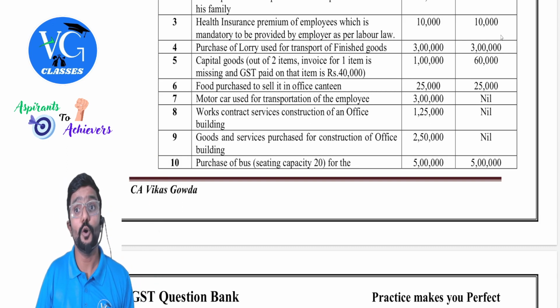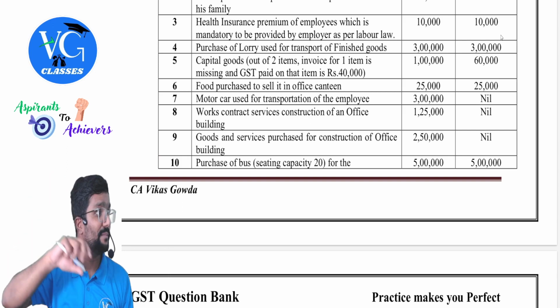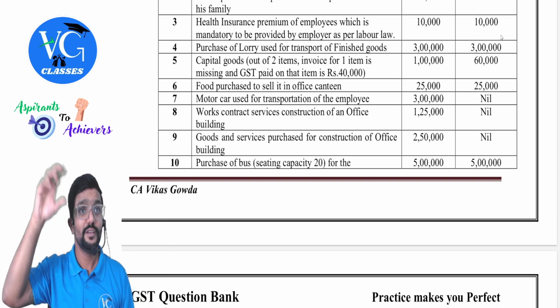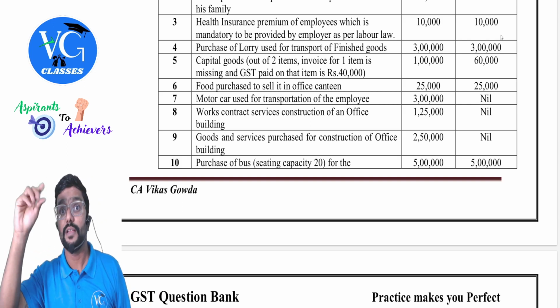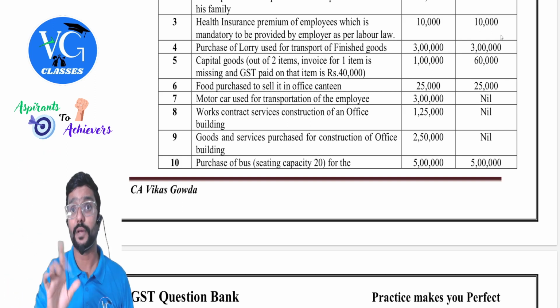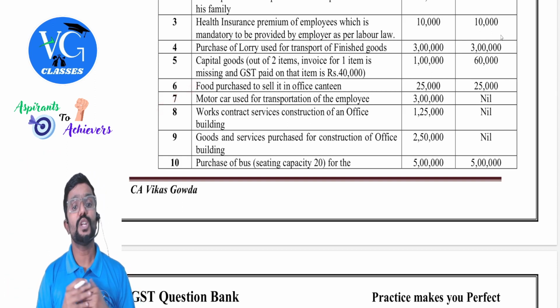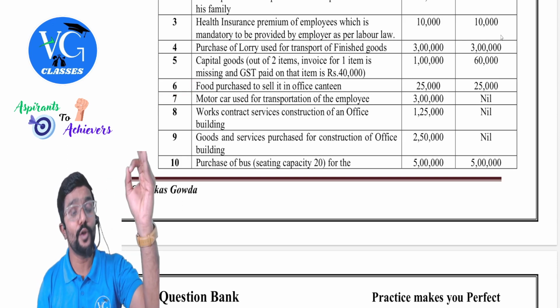Is credit available? No. But for employees, perquisite, food value more than 50, madam will take part of it. Food value more than 50, difference will be taxable. Where? Income tax, salary, perquisite. Okay. Next, motor car used for transportation of employee.